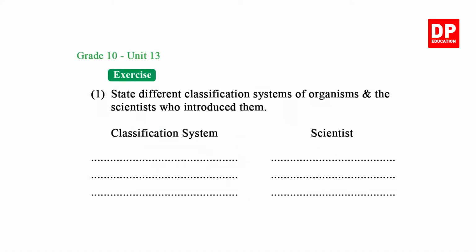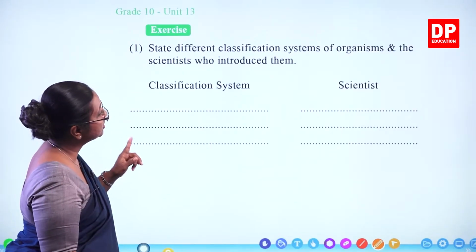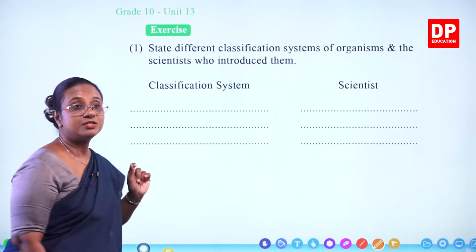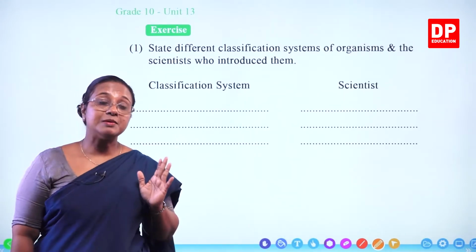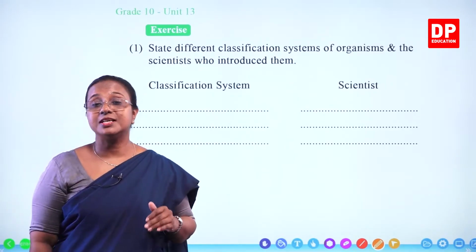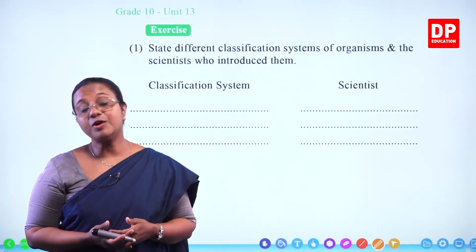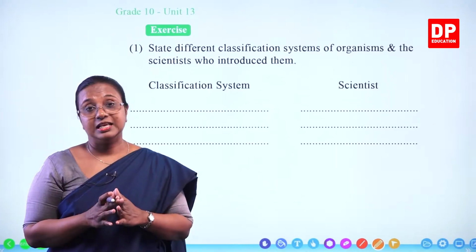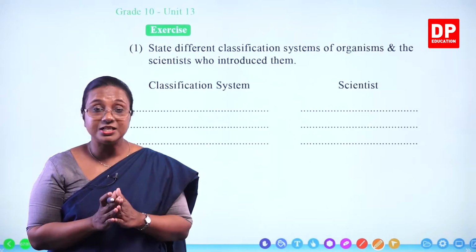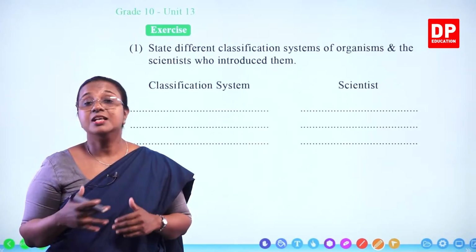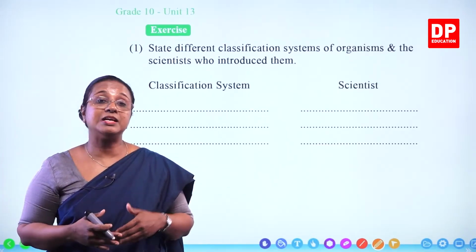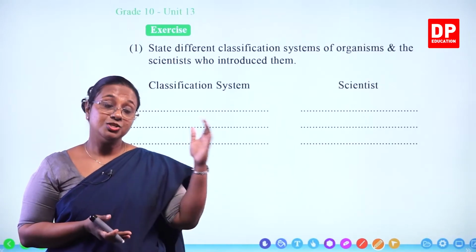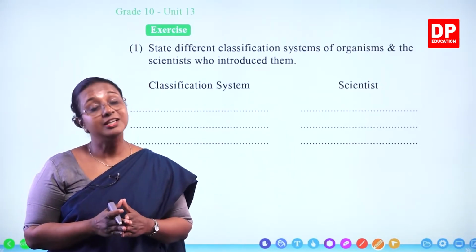So, grade 10, unit 13, exercise. The first question: state different classification systems of organisms and the scientists who introduced them. Students, remember that Aristotle was the first person who introduced a system for classification. After that, it was Carolus Linnaeus who introduced a successful classification, called the Linnean system. Under that we have the different taxonomical hierarchical levels: domain, kingdom, phylum, and so on.